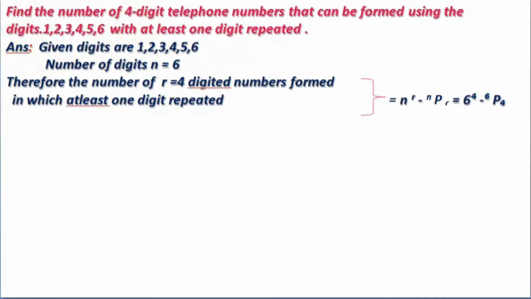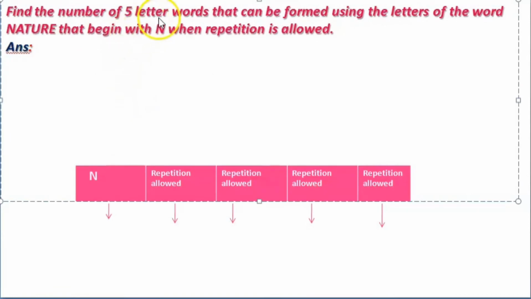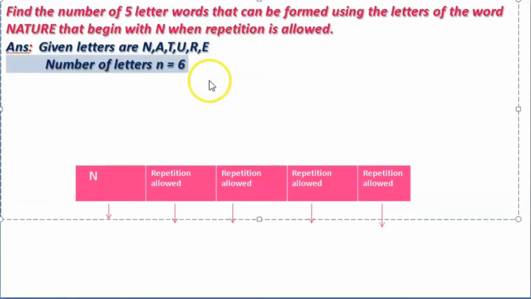Right. Find the number of 5-letter words that can be formed using the letters of the word nature that begin with n when repetition is allowed. Okay. So the number of letters in the word nature is 6.